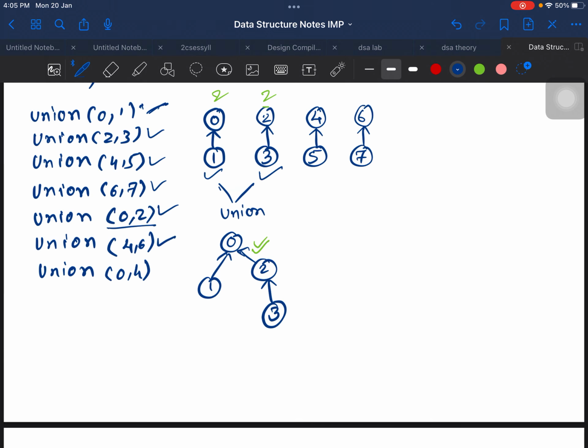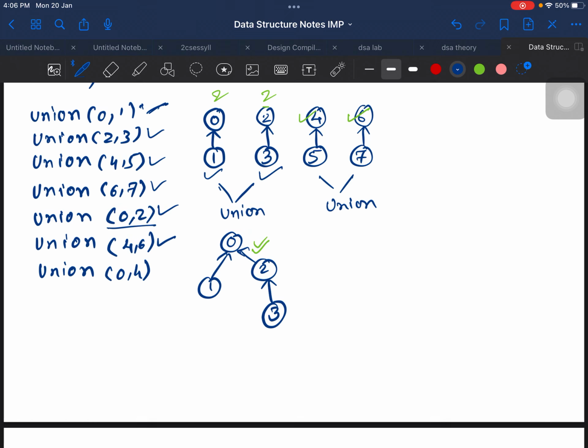Then next they are saying 4 6. So guys, 4 is present here, and 6 is present here. Both are disjoint sets. What we have to do is union these two sets. We have to take a union of these two sets. So again here I am doing the union operation. Now guys, again both the trees, 4 5 and 6 7, have two elements.